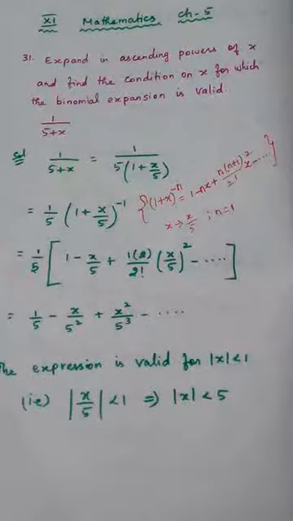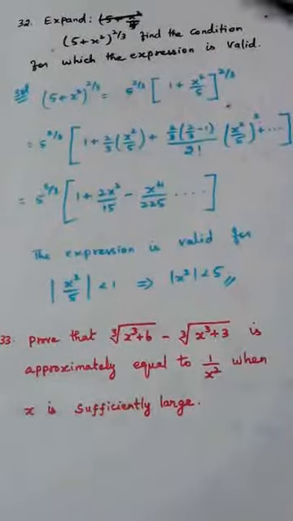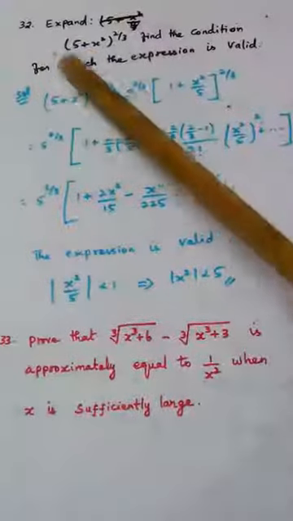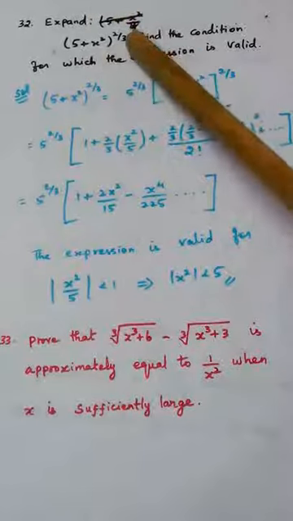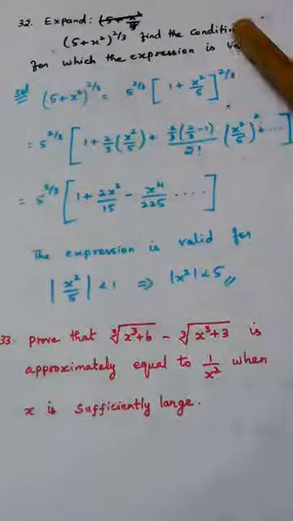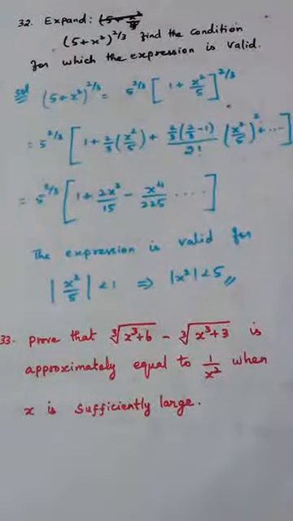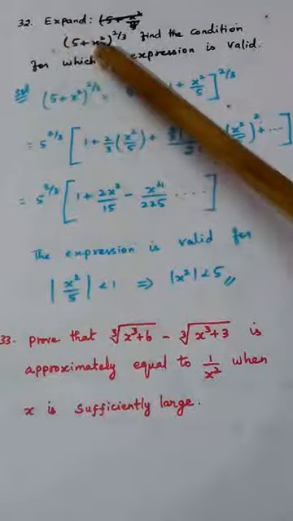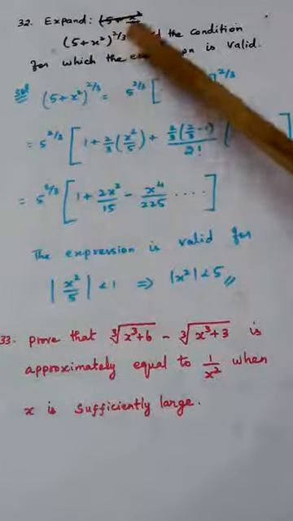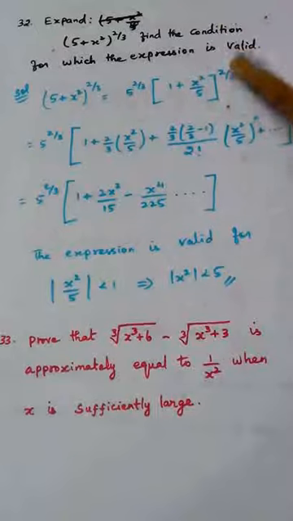Question number 32. Expand 5 plus x square power 2 by 3 and find the condition for which the expression is valid. Almost a similar kind of problem as the 31st sum. 5 plus x square power 2 by 3. Find the condition for which the expression is valid.